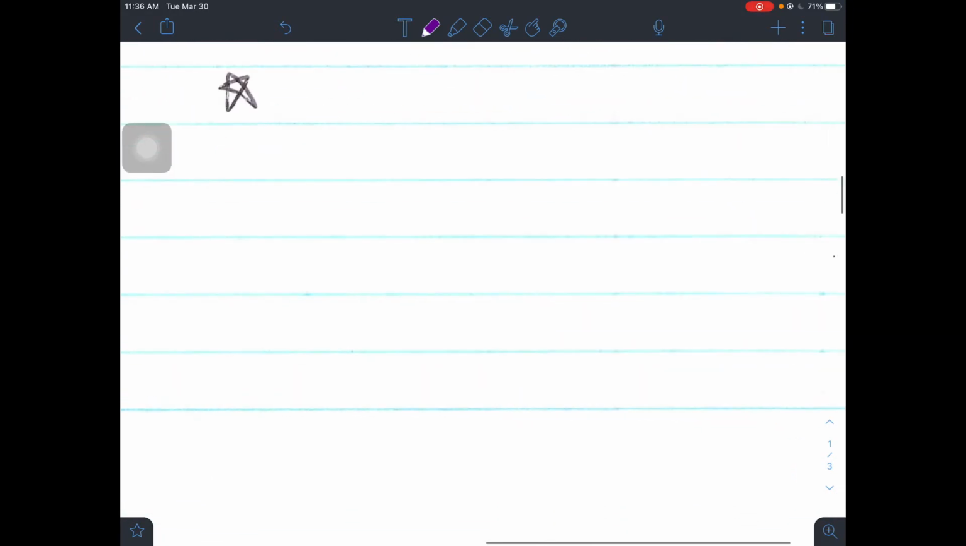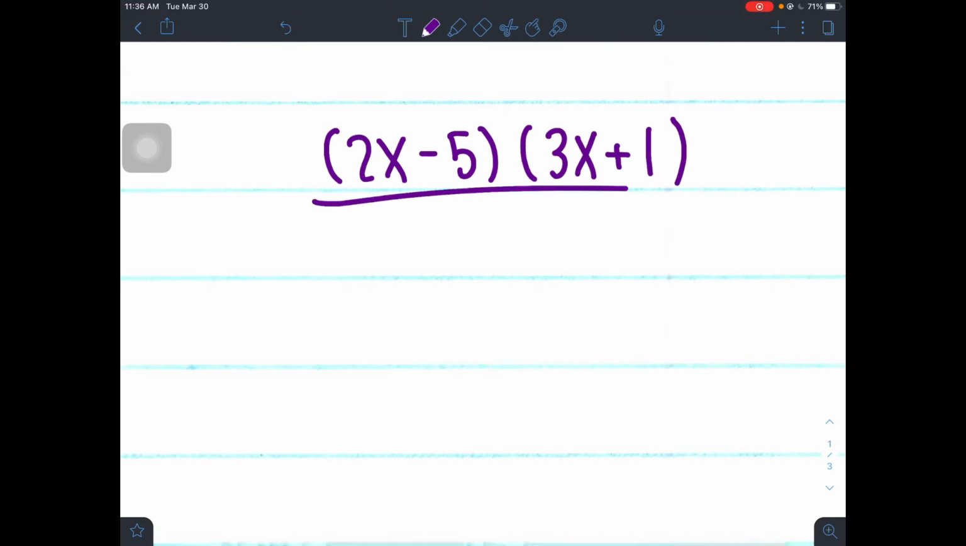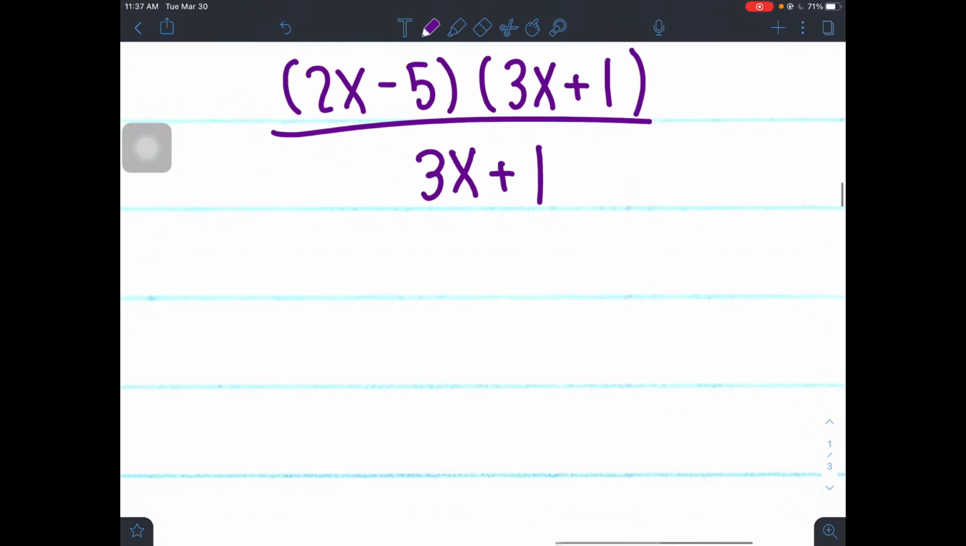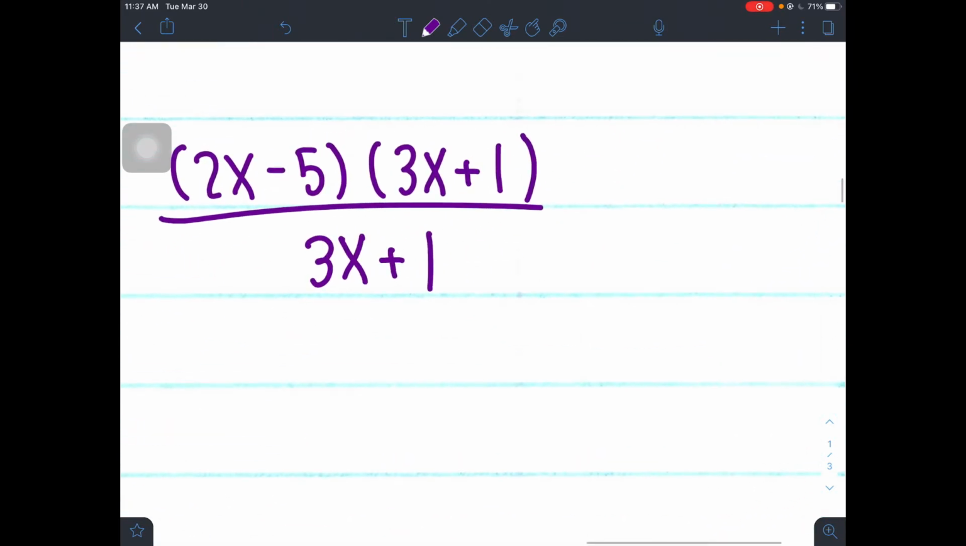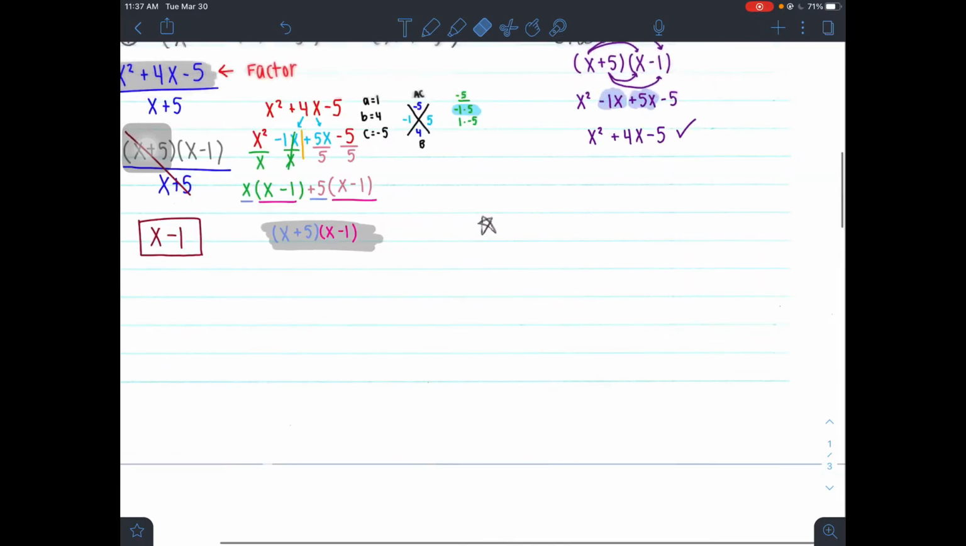All right, just another example. This is a random example, so obviously it's nothing to do with what we have going on here. After you factor, let's say you end up with this at the top, you would reduce, right? So you would cross out what they have in common. So these would cancel out, and all you would have left is 2x minus 5, and that would be your answer. So that's kind of what we're doing here. So that last step is the reduce step, and that's what we would end up having to do.